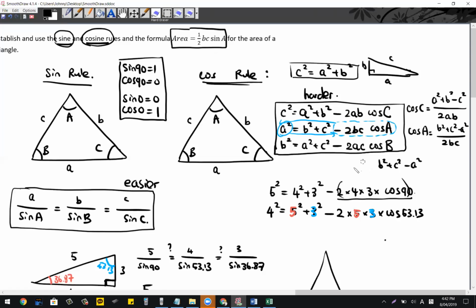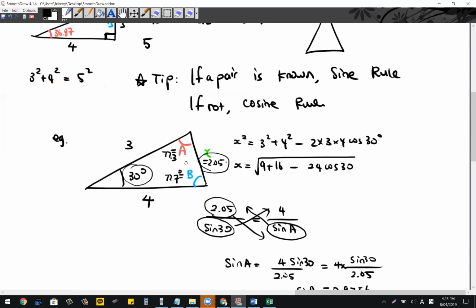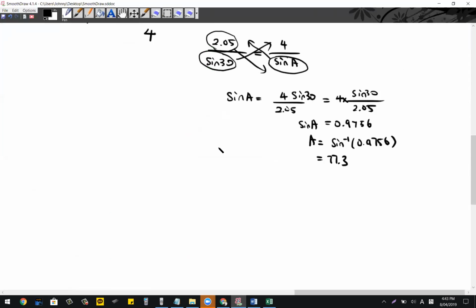So that's also very, very important. Of course, cosine B, if it's B, is a squared plus c squared minus b squared. So if it's A, then you minus a squared. If it's C, then you minus c squared. And it's over 2ac. So let's use that idea and apply it to this case.